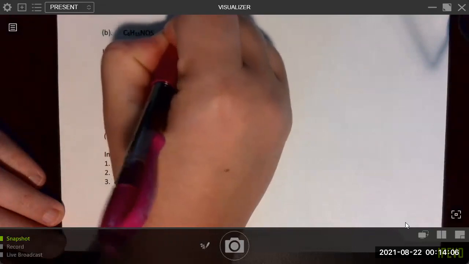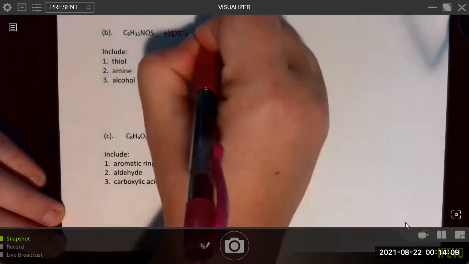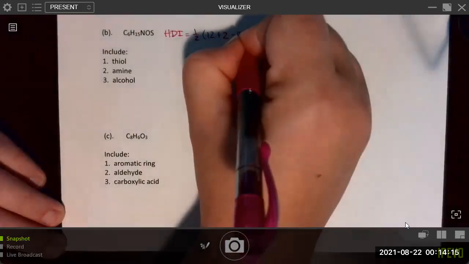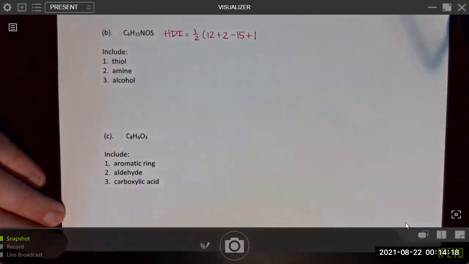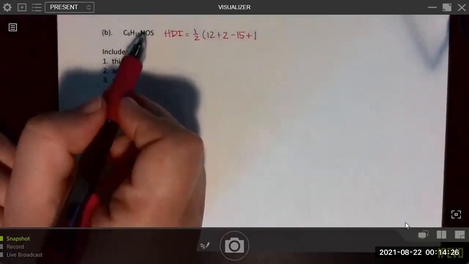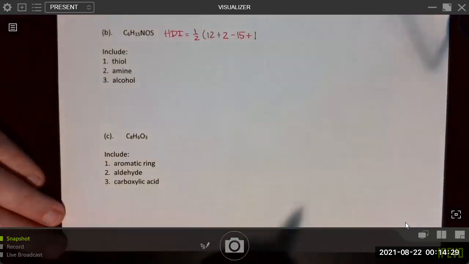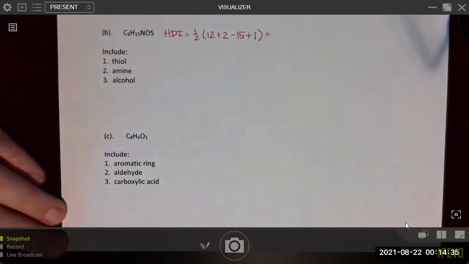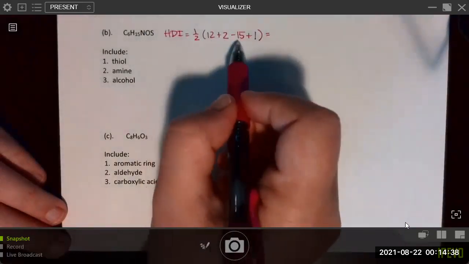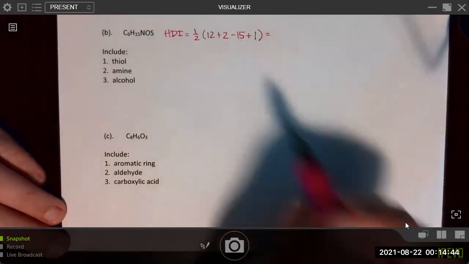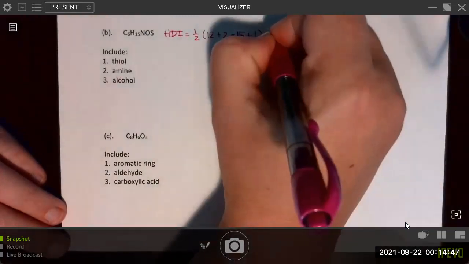The HDI here is 1/2 times 2 times 6 is 12, plus 2, minus 15, plus 1 for the nitrogen. And sulfur, that's a tricky one because that didn't technically go in the formula. But look at where sulfur is on the periodic table, right below oxygen. So it's likely that it's not going to affect HDI. Just assume it doesn't, calculate it and see what happens. So we have 14, 15 minus 15, 0. So we ended up with 0.